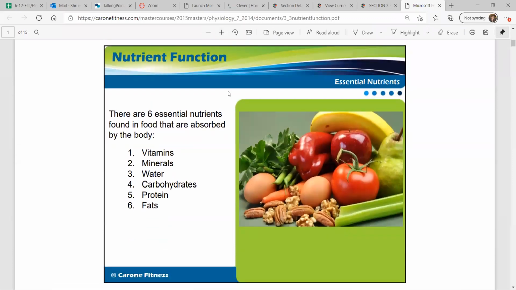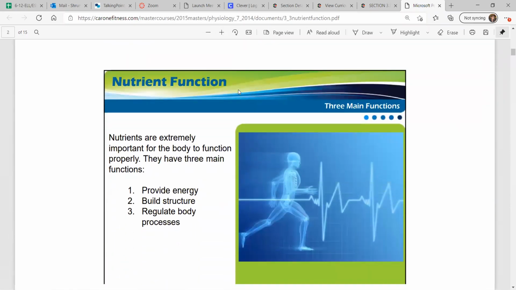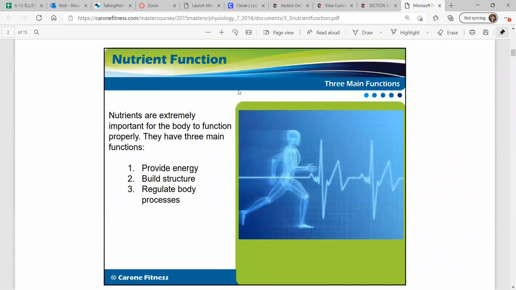There are 6 essential nutrients found in food that are absorbed by the body. We have vitamins, minerals, water, carbs, proteins, and fats. Nutrients are very important for the body to function properly. They have 3 main functions: to provide energy, build structure, and regulate body processes.